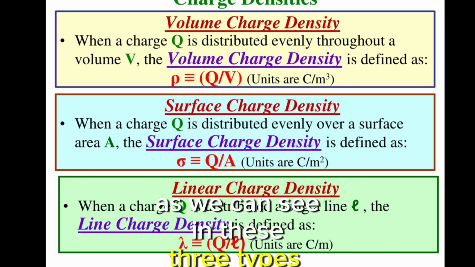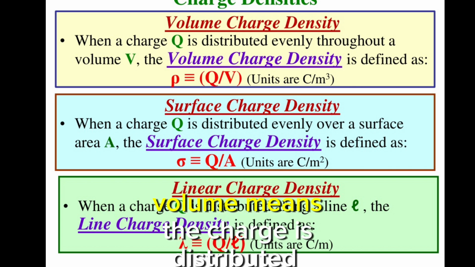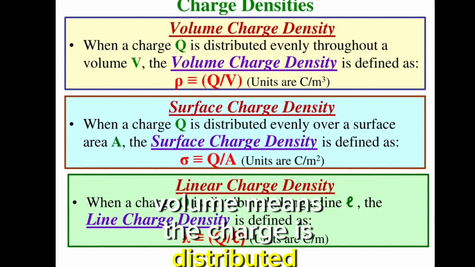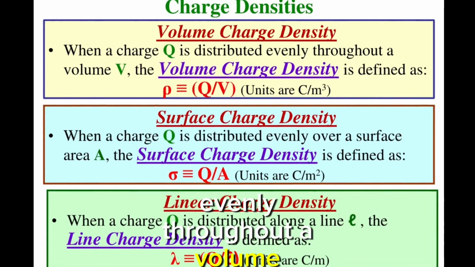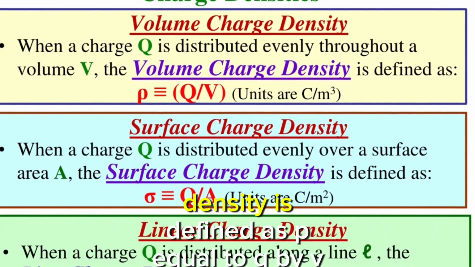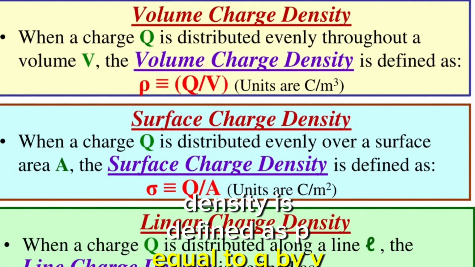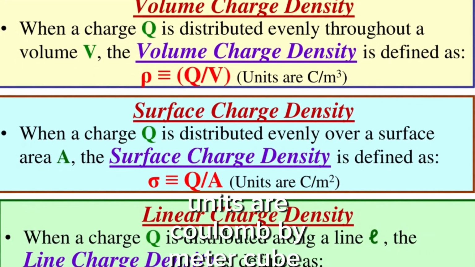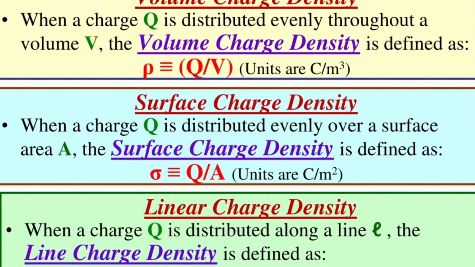As we can see in these three types of charge densities, volume means the charge is distributed evenly throughout a volume that is represented by V. Hence the volume charge density is defined as rho equal to Q by V. Units are coulomb per meter cube.